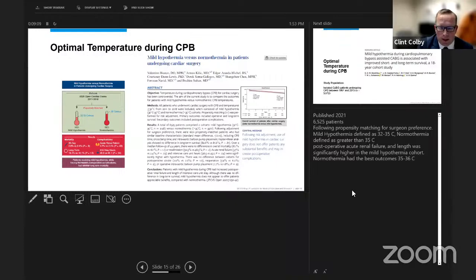greater than 35 C. Postoperative acute renal failure and length in the ICU was significantly higher for the mild hypothermia cohort. Normothermia had the best outcomes between 35 and 36 C.